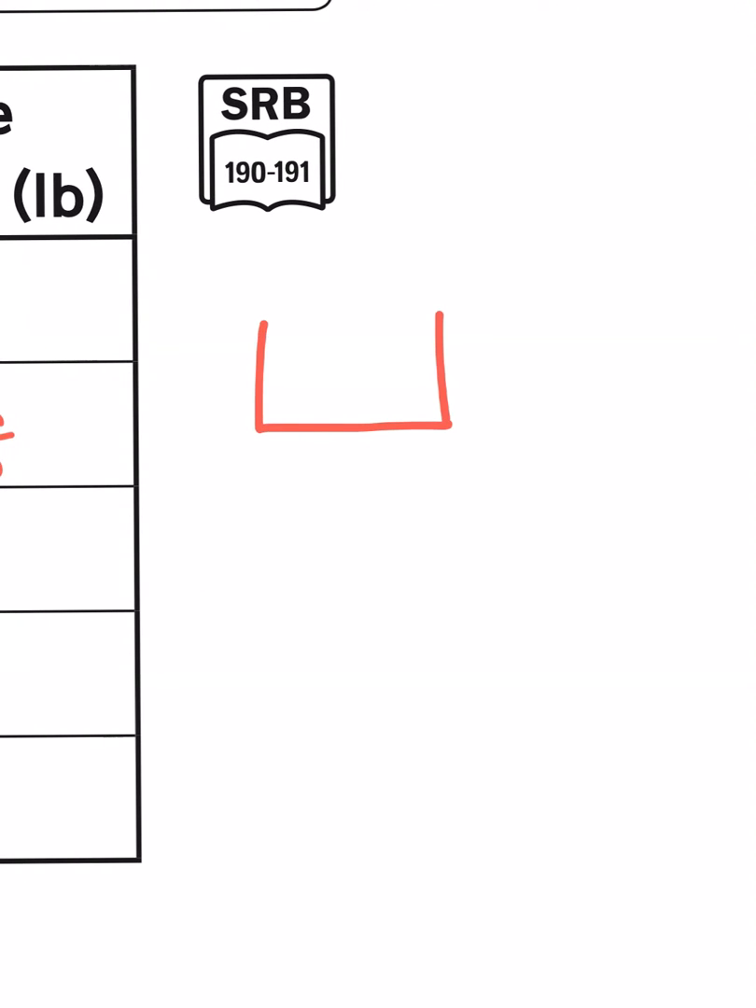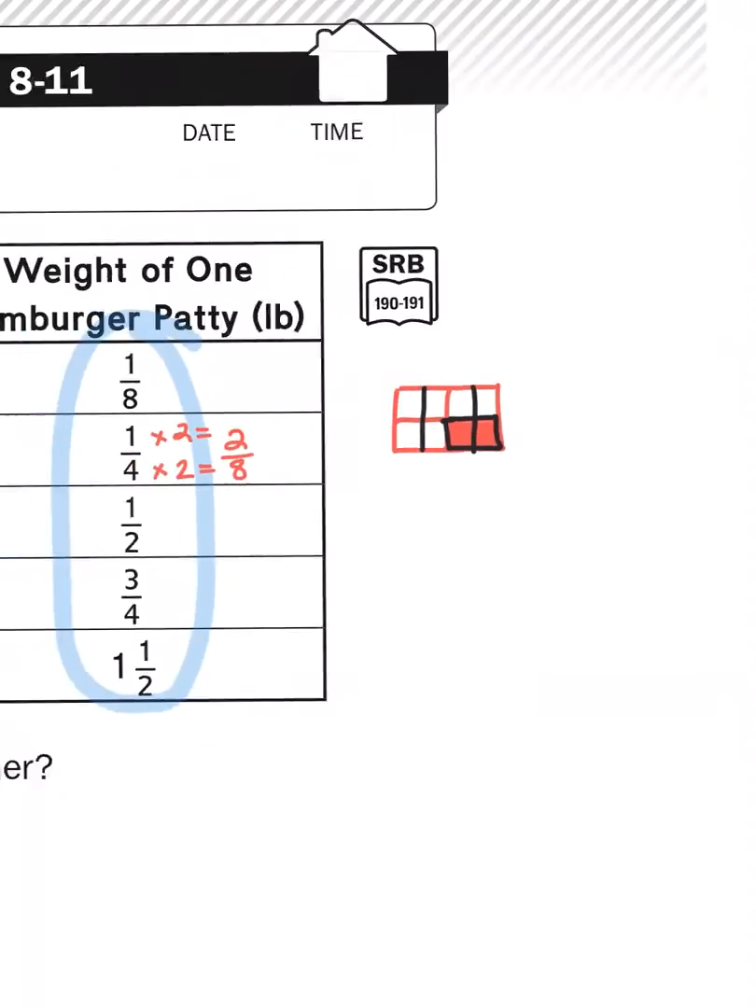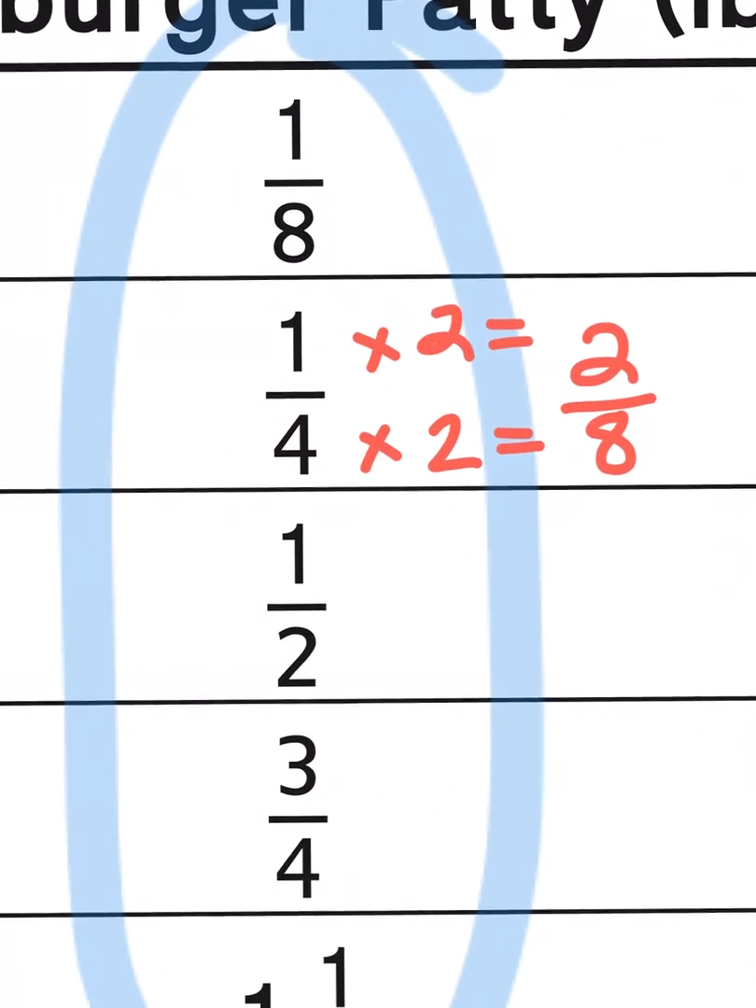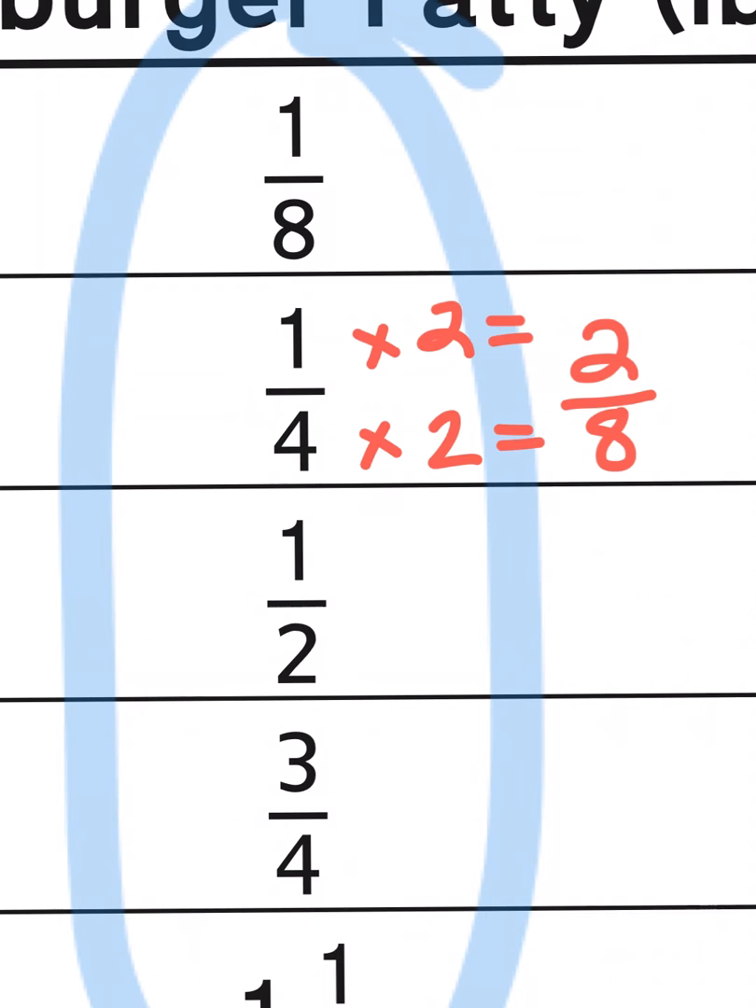Well, if I have a rectangle and it's split into 4 parts, like so, let's say one of those parts is shaded in, and I go and I split each of those parts in half again, you will see that my 1/4 has now become 2/8. I didn't change the number of parts that were shaded in. I just cut the shaded part into smaller pieces. Okay, so that's why multiplying the numerator and the denominator creates an equivalent fraction.